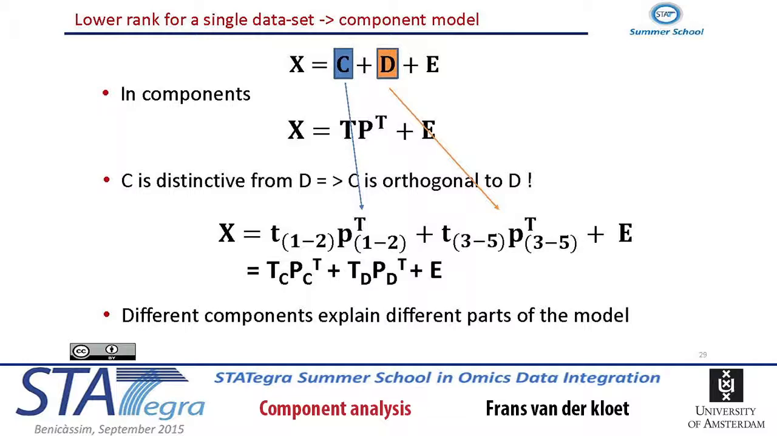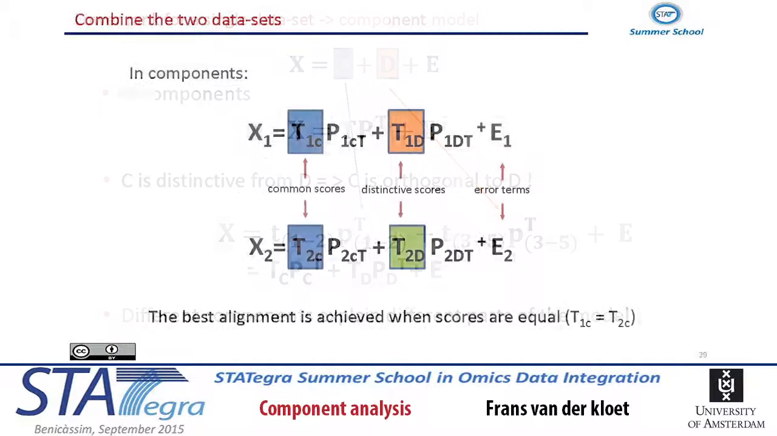So in summary, here actually I've got it, the TC, PC, DT, so my common scores, common loadings, distinctive scores, distinctive loadings, plus error model. So here I already solved one part of the problem. So this is my common, this is my distinctive, and different components explain different parts of the model. So this is really what I was looking for.